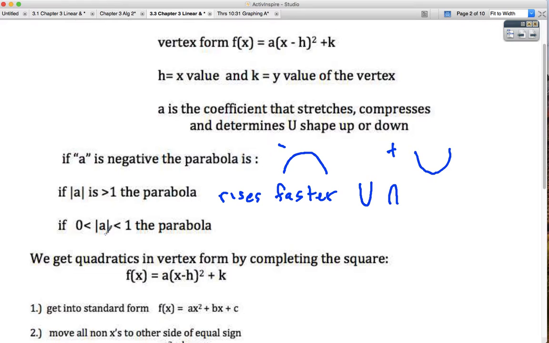If A, the leading coefficient, right here, is a fraction or between 0 and 1, it will rise slower, meaning the y value will rise slower because this is equal to y. That y value, because of that a value, is going to be affected. So this will now, in effect, cause it to rise slower or be wider, U-shaped up or U-shaped down, depending on if it's a positive or a negative.